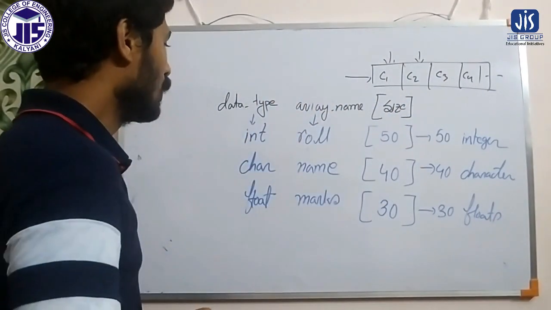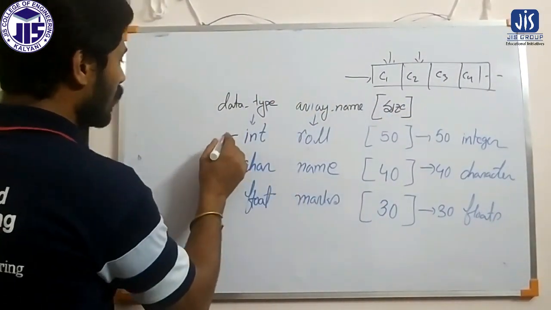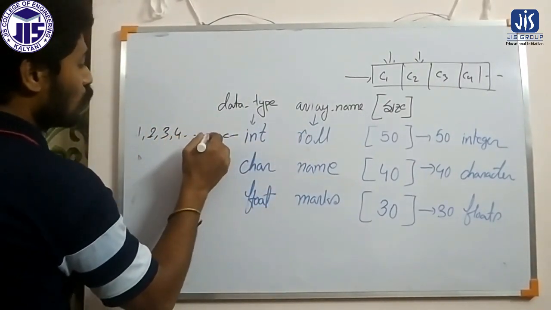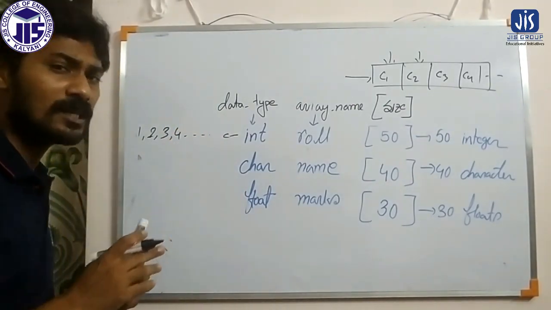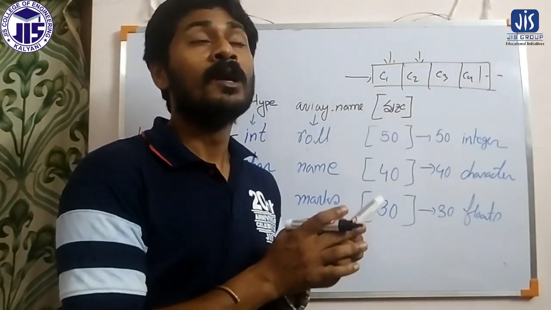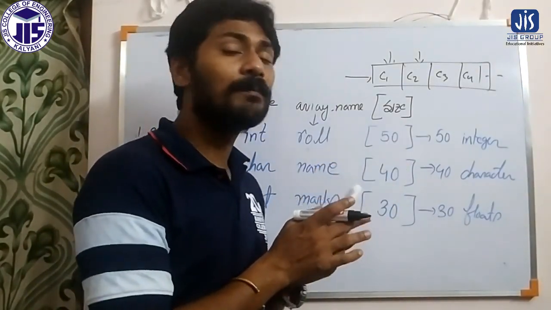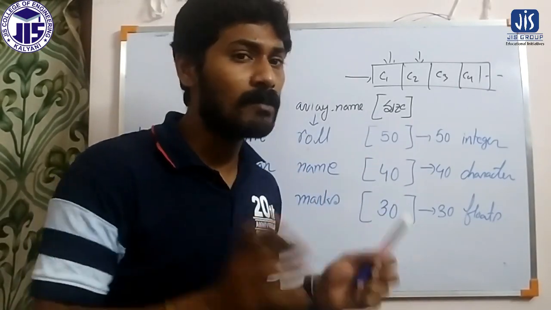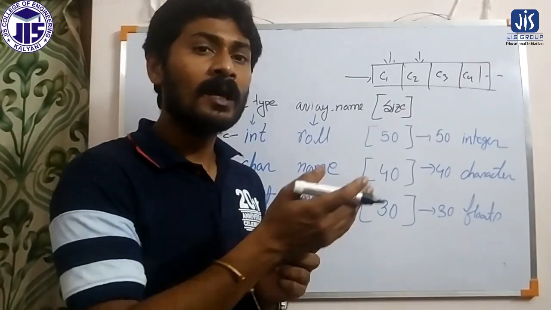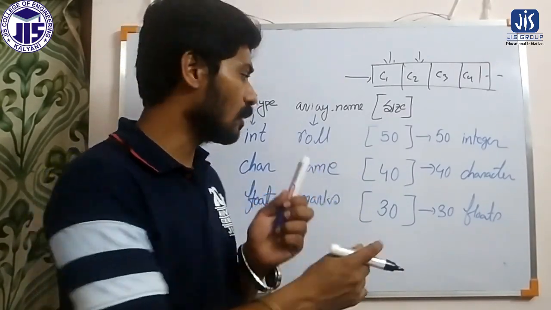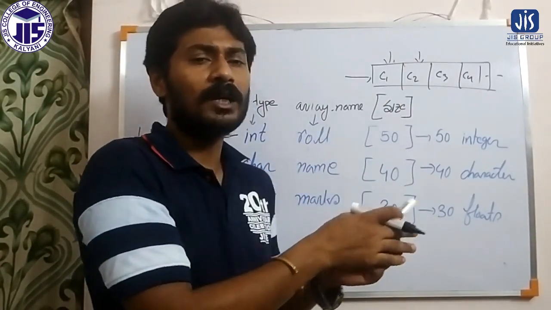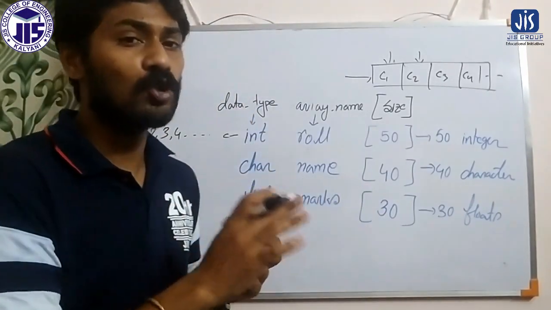So this is the meaning of the array. In this integer roll array we can store 1, 2, 3, 4 and so on, up to a maximum of 50. If I declare an array of size 50, we do not necessarily have to store 50. The size represents the maximum number of elements that we can store in the array. But we can store any amount of data less than that. In the roll array, where the maximum size is 50, we can store 10 data or 20 data, but more than 50 is not allowed.